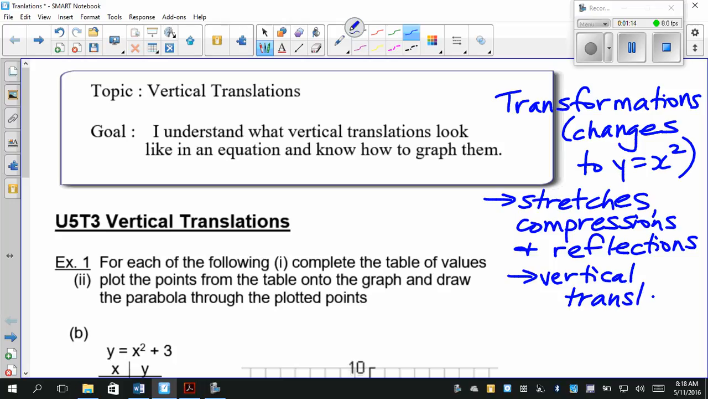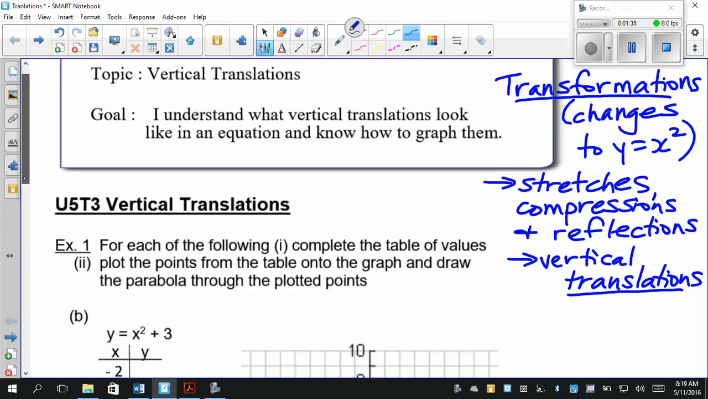Be careful you don't mix up the word translation with transformation. All of these different changes are called transformations, the whole group, but the specific one we're looking at today is vertical translations. All right, so let's take a look at what happens with translations.